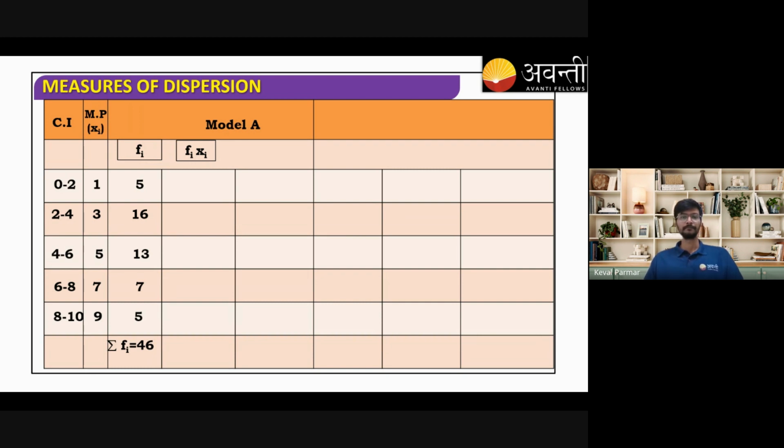212. Okay, superb, Sai. Now let's see if your answer matches. So first is 5, 16 threes are 48. 13 fives are 65, 49 and 45. Then it is 200. Superb, Sai. Thank you so much.